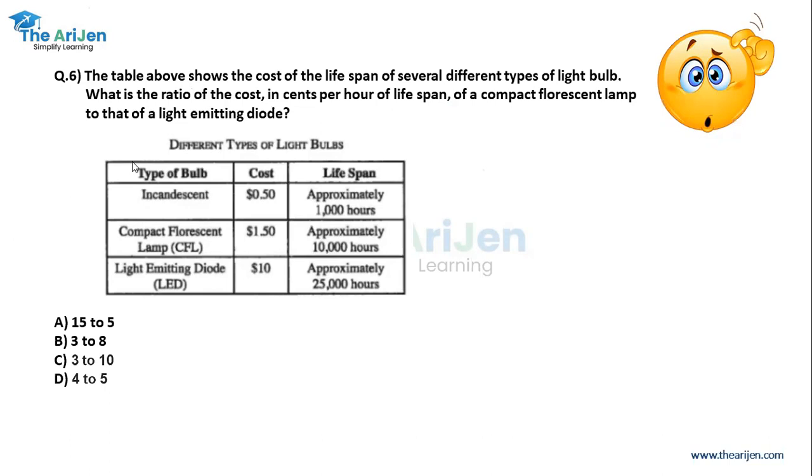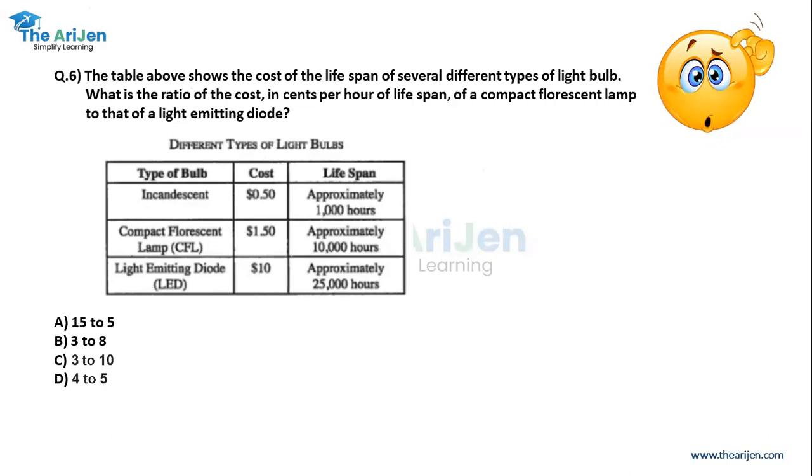Question number 6. The table below, why not above? Because when I created this PPT, there was not enough space, so I just put the table below. So the table below is showing the cost and lifespan of several different types of light bulb. What is the ratio of the cost in cents per hour of lifespan of a compact fluorescent lamp to that of a light emitting diode?